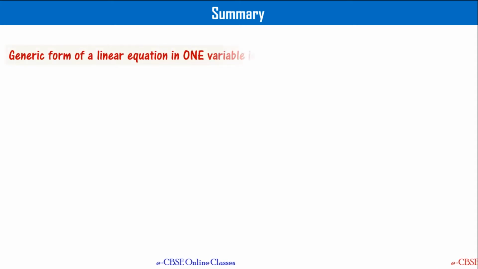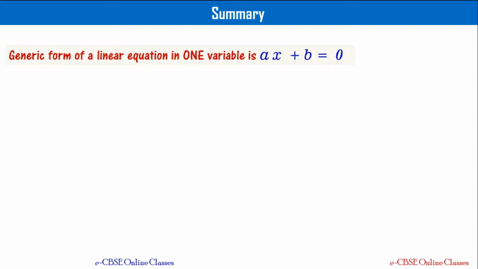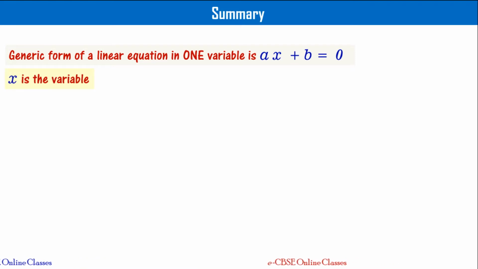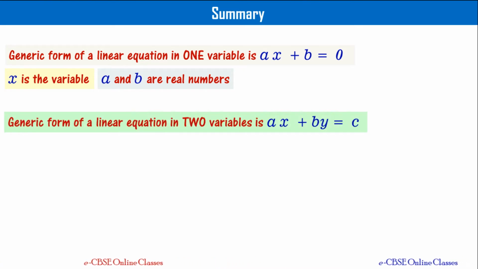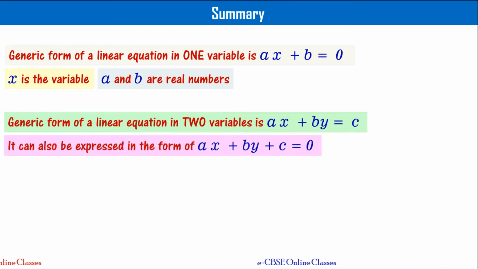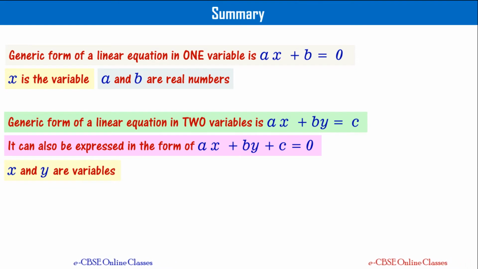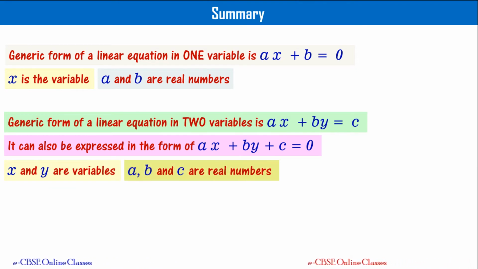Let's summarize what we have learned just now. We said that the generic form of a linear equation in one variable is ax plus b equal to 0, where x is the variable and a and b are real numbers. And we also said that the generic form of a linear equation in two variables is ax plus by equal to c. It can also be expressed in the form of ax plus by plus c equal to 0, where x and y are the variables, and a, b and c are real numbers.